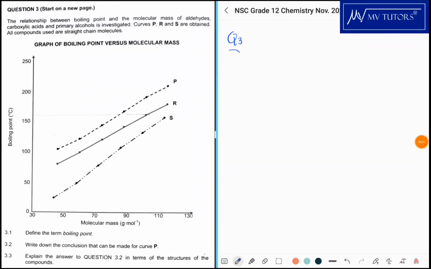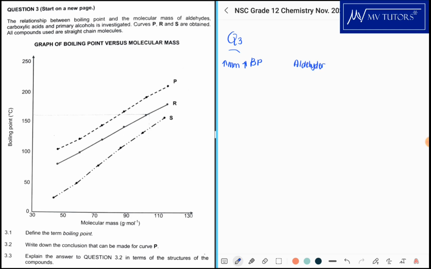Question 3. The relationship between boiling point and the molecular mass of aldehydes, carboxylic acids, and primary alcohols is investigated. Curves P, R, and S are obtained. All compounds used are straight chain molecules, so there are no branches. We can see here that with an increase in molar mass, there's an increase in boiling point. And we're looking at aldehydes.